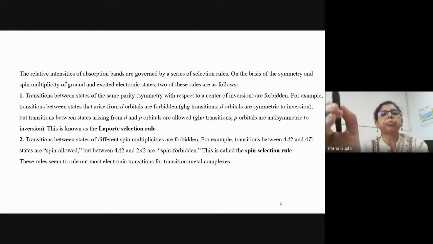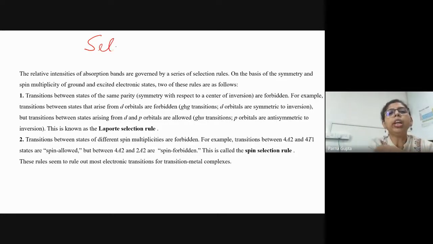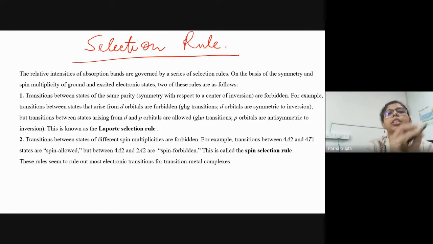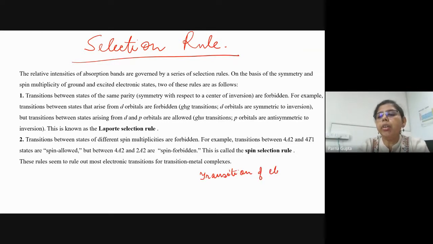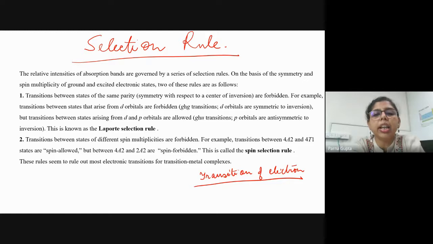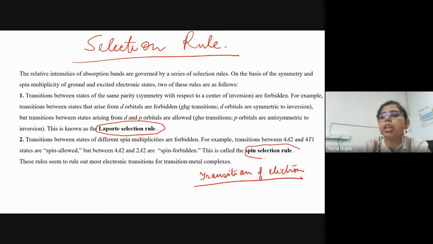Now, what I told you is that when you have these states, what are the things that govern the transition of electrons? What governs the transition of electrons is the selection rules. So what are the selection rules? There are two main selection rules. One is the Laporte selection rule and another is the spin selection rule. We will be interested in the selection rules.